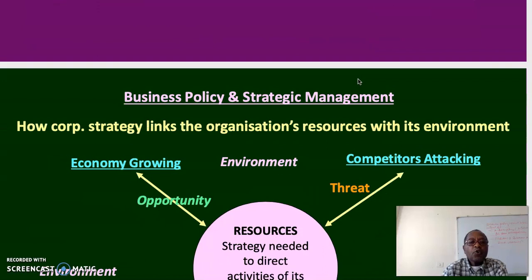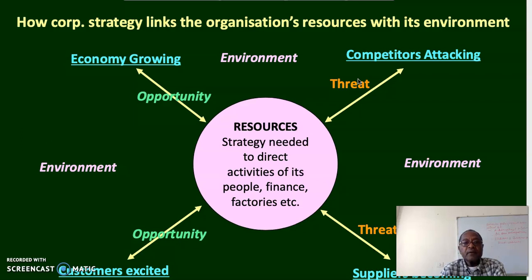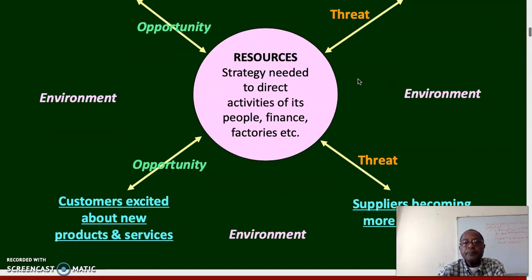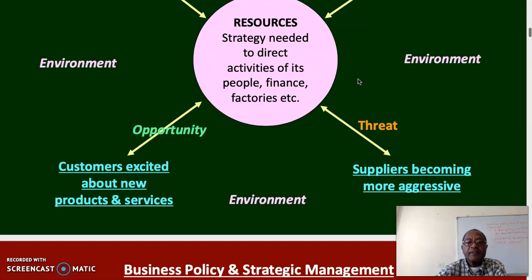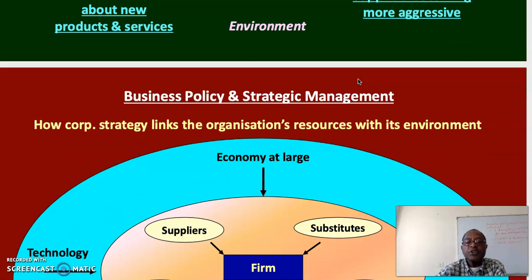How corporate strategy links the organization's resources with its environment. You have got a growing economy. You have got elements to take into account, such as opportunities, threats, environment, customers, suppliers, etc. Resources and strategy are needed to direct the activities of its people, finance, and factories, etc. So this is how corporate strategy links the organization's resources with its environment.